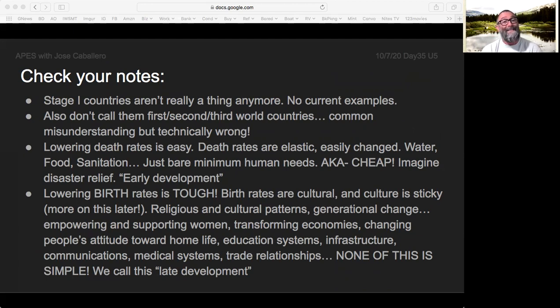Remember that lowering death rates is easy. It's cheap. It's elastic. Water, food, sanitation, these are the basic human needs. And this is called early development. Whereas lowering birth rates is tough. That's called later development. Birth rates are cultural, and culture is sticky. We're going to talk about this more later. You have to really transform a whole society. You can't do that fast. Look at my list on the screen. None of this is simple.